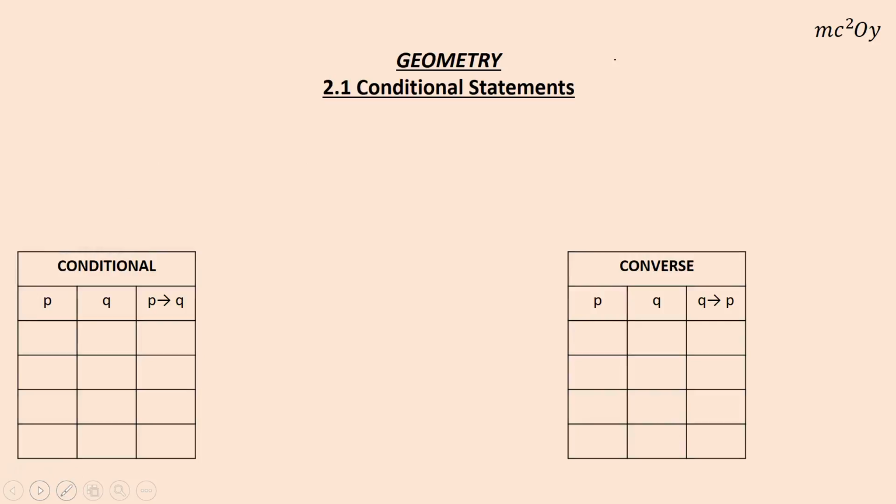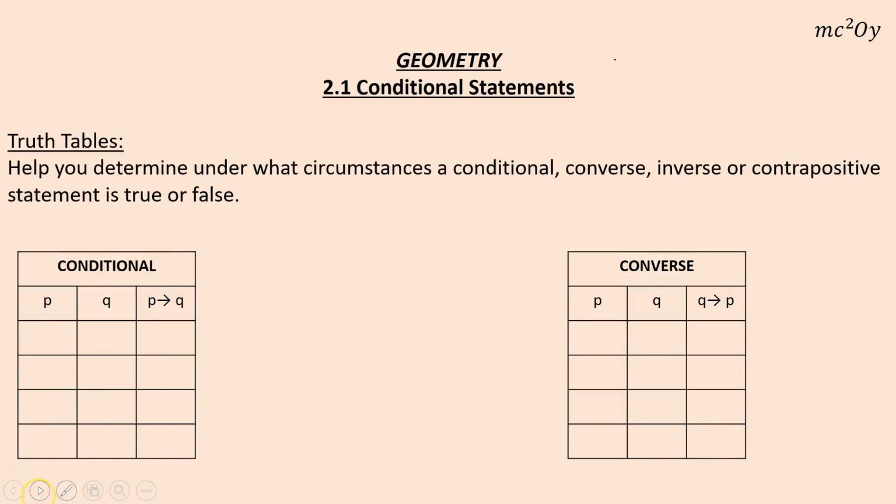The other thing we talk about here are called truth tables. And truth tables work like this. They help you to determine under what circumstances a conditional, converse, inverse, or contrapositive statement is true or false. So it's just a quick way to take a look and see if those are true or false, and if you have equivalent statements. So, your different options. Remember, P is our hypothesis. Q is the conclusion in all of these. So the different scenarios you can have.